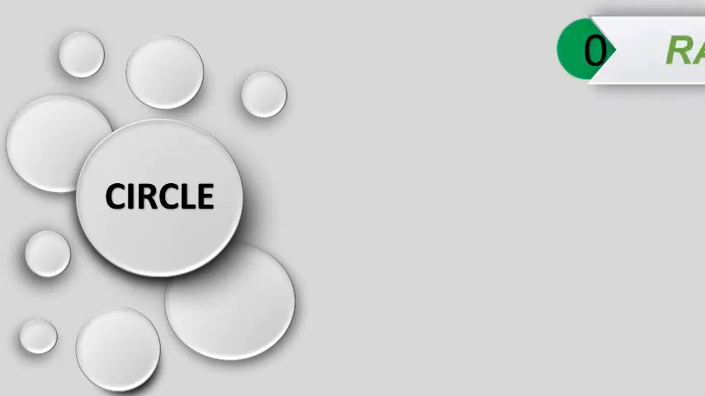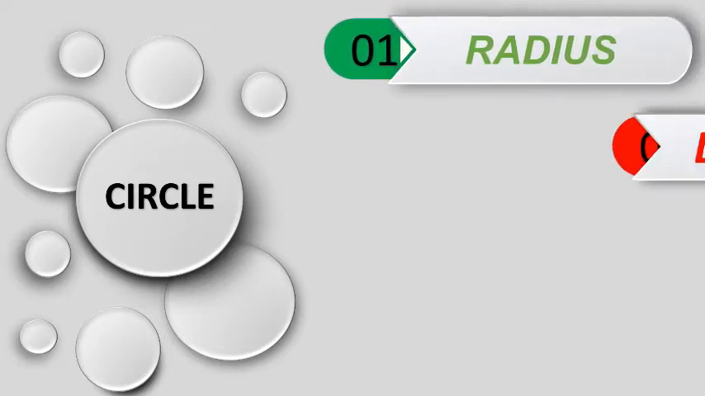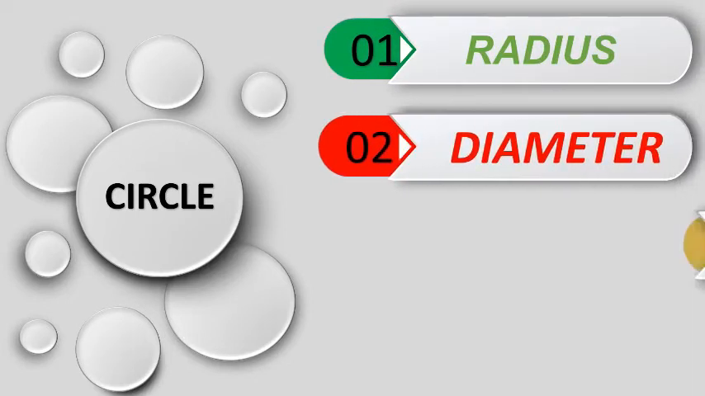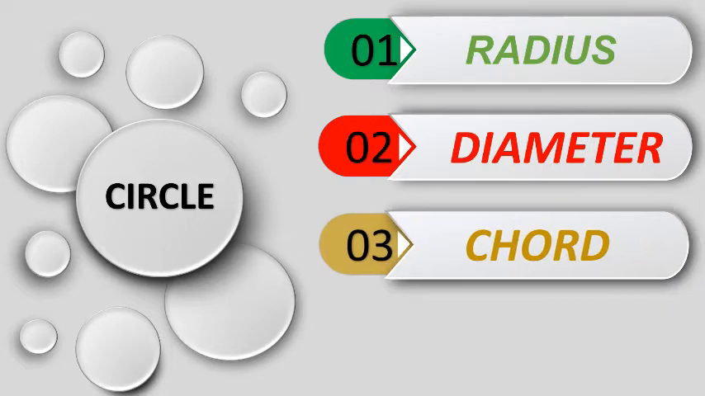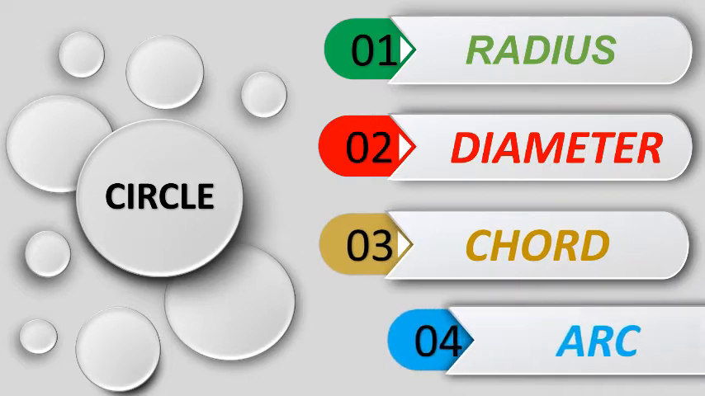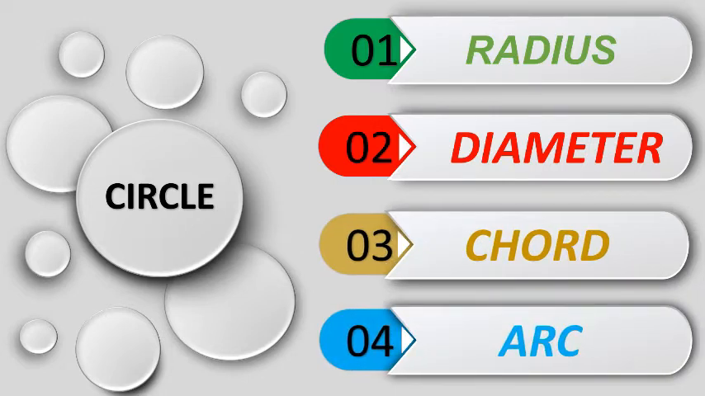In this session of the video, I am going to cover circle. And in circle, I am going to cover four basic terms which we use frequently: radius, diameter, chord, and at last, arc. These four terms we are going to cover in this video, but before that, we should understand what is a circle.